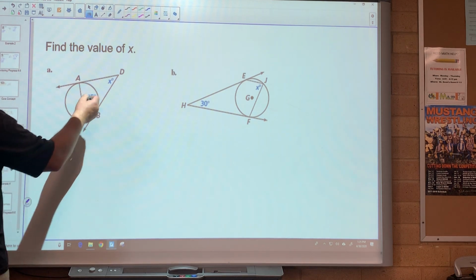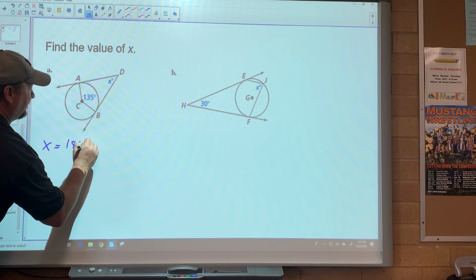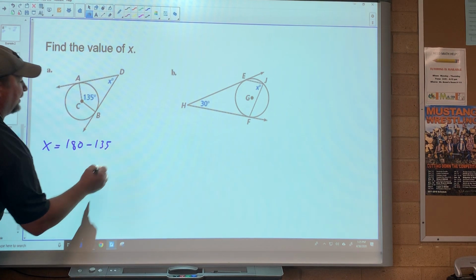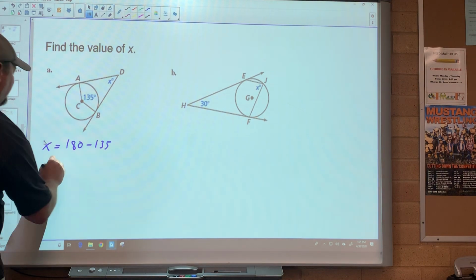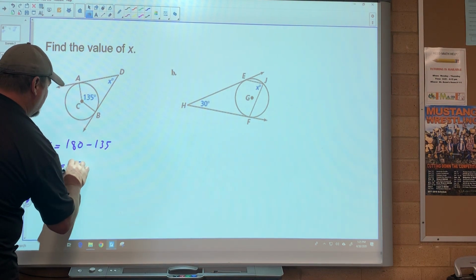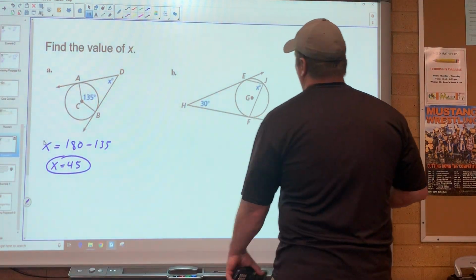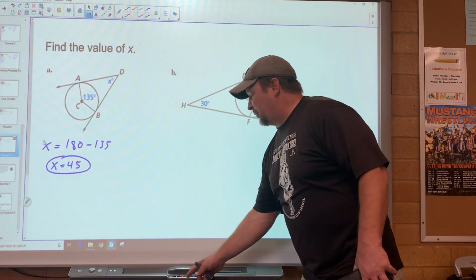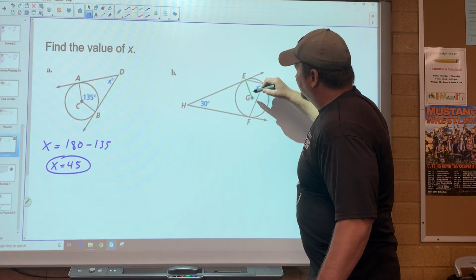Well, they want us to find angle X. Well, X will equal 180 minus 35, 135. Should be 45. Got it? Now this one's a little bit different, you guys. We're going to have to do a little bit of thinking here, so pay attention. We're going to do this first.